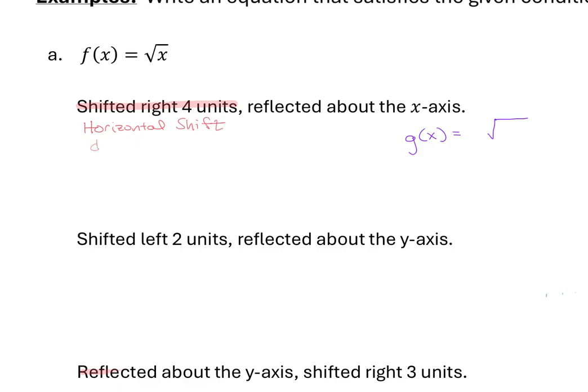We want to do the opposite. And so if we're moving to the right, we're adding 4, which means that on the inside of my function, I want to subtract 4.